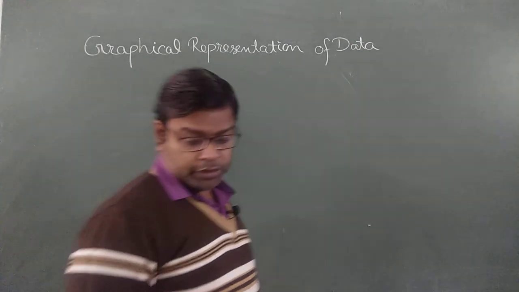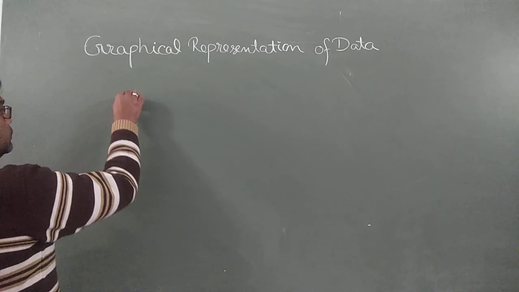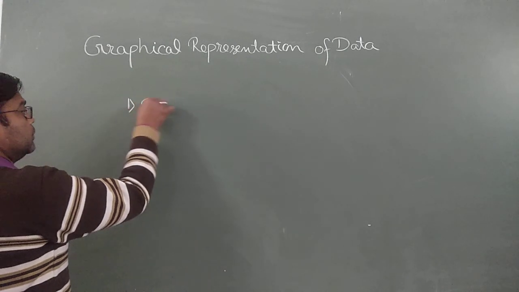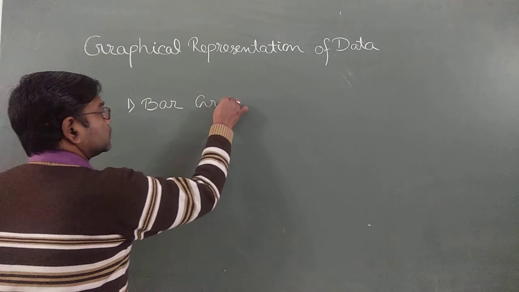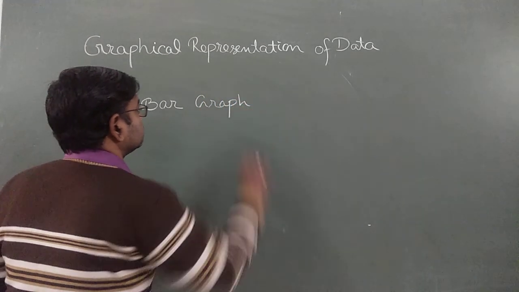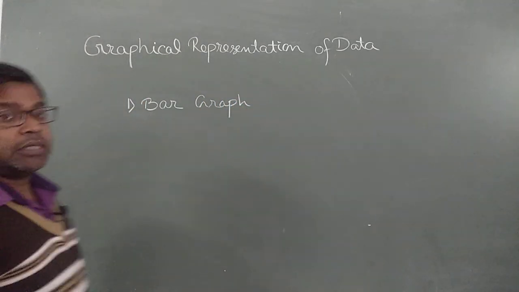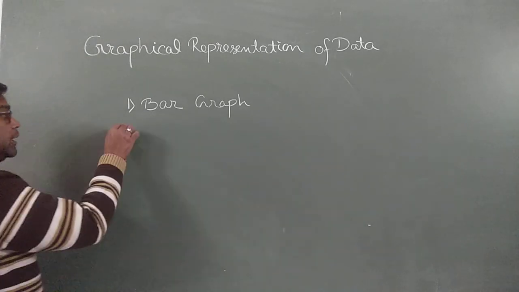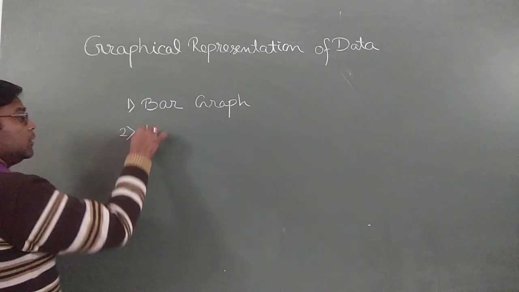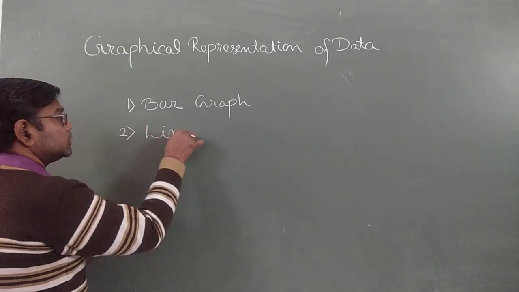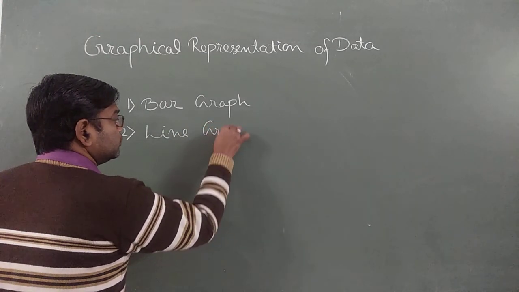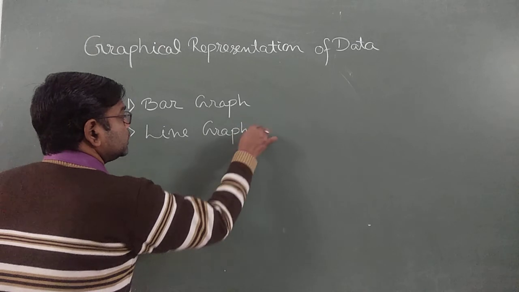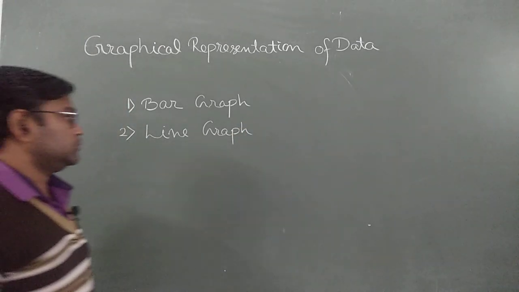The very first one is your bar graph. In this graph, we use some bars, single bar, double bar, to represent the data. Number two is your line graph. In this, we use lines to represent the particular data, and these lines are joined with each other.